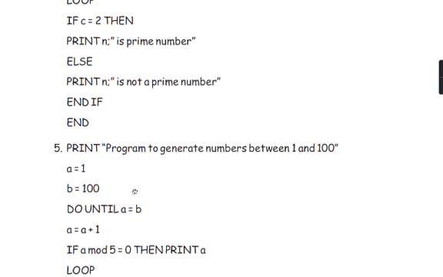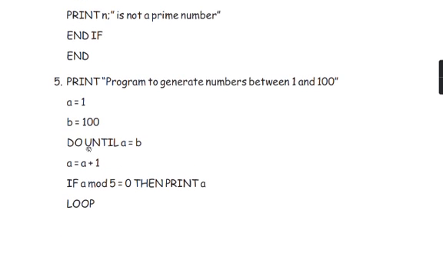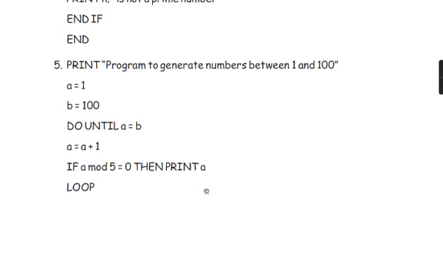Okay. Last program, to generate numbers between 1 and 100. A equal to 1, B equal to 100. Do until A equal to B. Increment, we have to increase the value of A every time. If A mod 5 equal to 0, if the remainder is 0 after you divide the number by 5, then print that number.